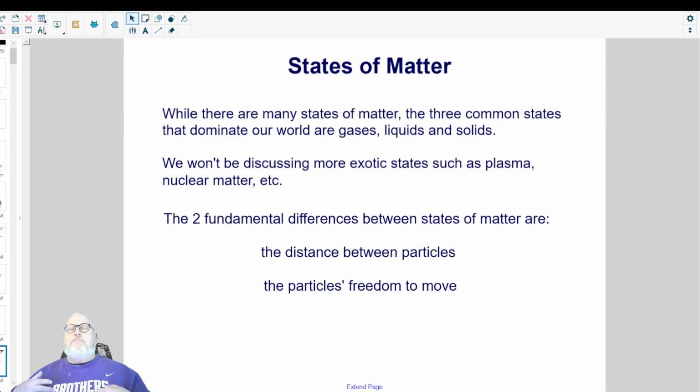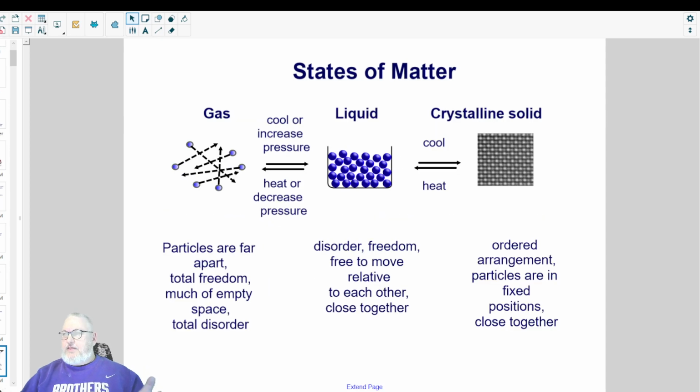There are many states of matter, but the three most common ones, which dominate our world, are gases, liquids, and solids. We're not going to get into some weird stuff like plasmas and nuclear matter. We're not going there. There are two fundamental differences between states of matter: the distance between the particles and the particles' freedom to move.